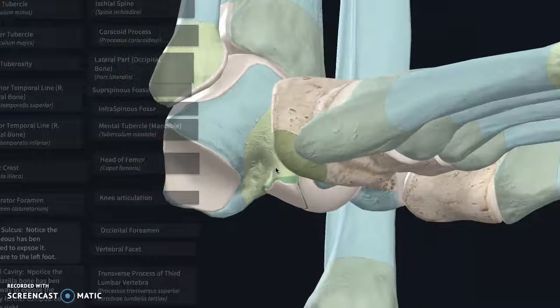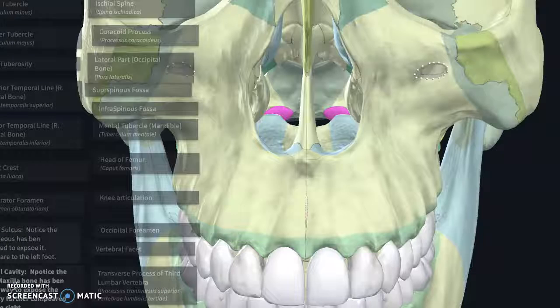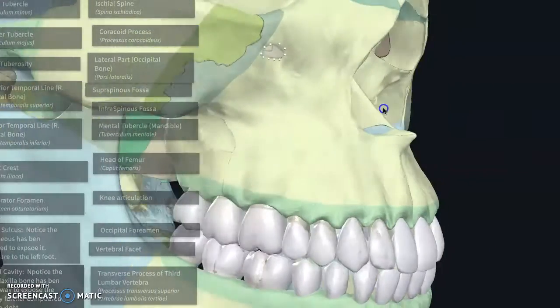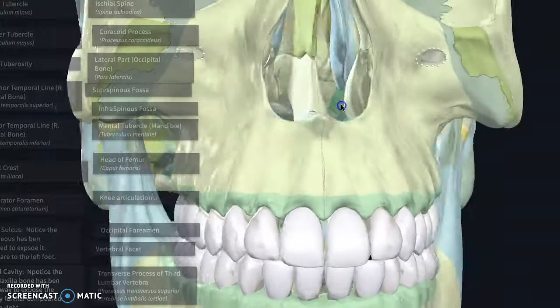So I have cut that away for you so you can see the sulcus. All right, the next one is your nasal cavity or nasal sinuses. I know you all have heard of nasal sinuses, but here's a great example. Many different viewing angles of a sinus cavity.